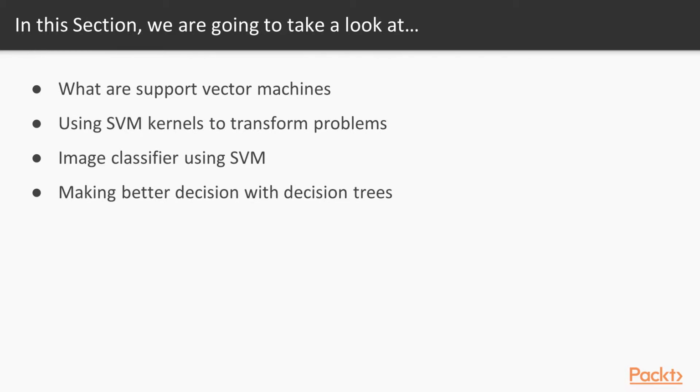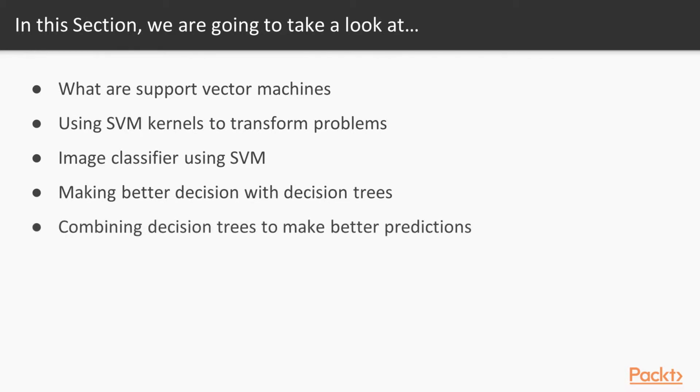Then we'll learn how to make better decisions using something called decision trees. We'll see another method of combining these decision trees to make better predictions. Finally, we'll predict customer churn using random forest.